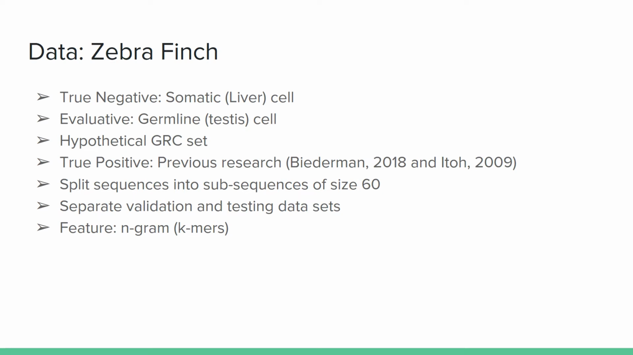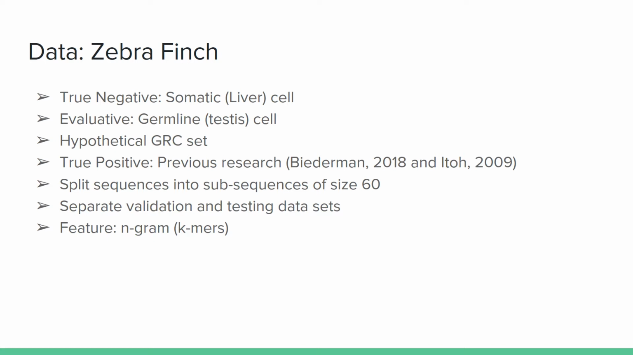In terms of our data, we took DNA from a zebrafinch. As I explained before, the true negative data set is the somatic or liver cell. This was data taken from a liver in this case, and there were tens of millions of sequences. Our evaluative data set was a germline or reproductive cell. In this case, it was a male zebrafinch, which again has tens of millions of sequences.